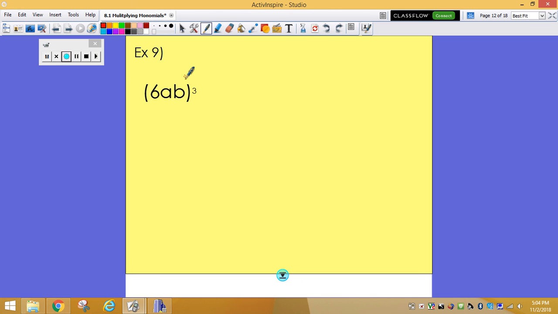Again, this b gets a 1, the a gets a 1, so does the 6. That 6 is also going to get a 1. And this 3 is going to multiply to all 3 of those. So I'm going to get 6 to the 1 times 3 is 3. I'm going to get a to the 1 times 3 is 3. I'm going to get b to the 1 times 3 is 3.